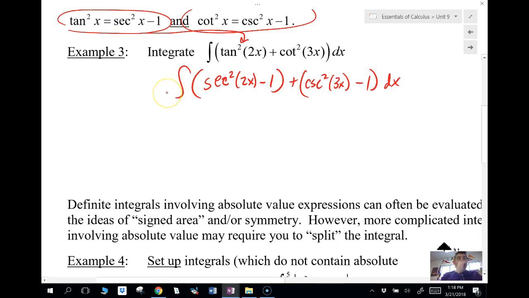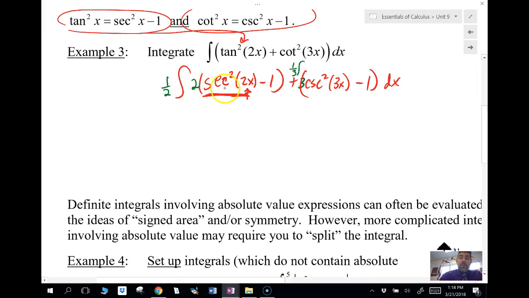Right, so I do a substitution. Then I know that the antiderivative of secant squared is tangent. Now I've got a number in the middle here, so I need a 2 here and a 1/2 here. And I need a 3 here. And when I do the integral here, I'm going to need a 1/3. Okay?